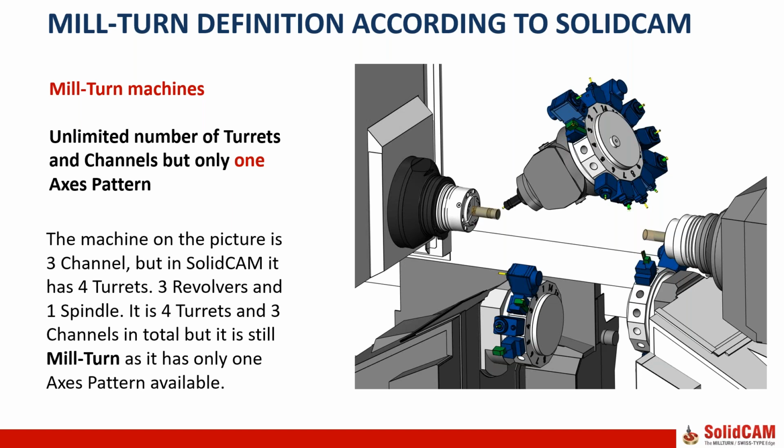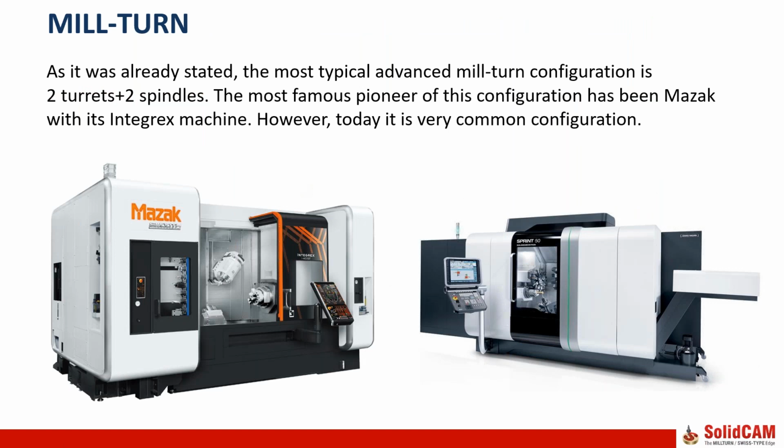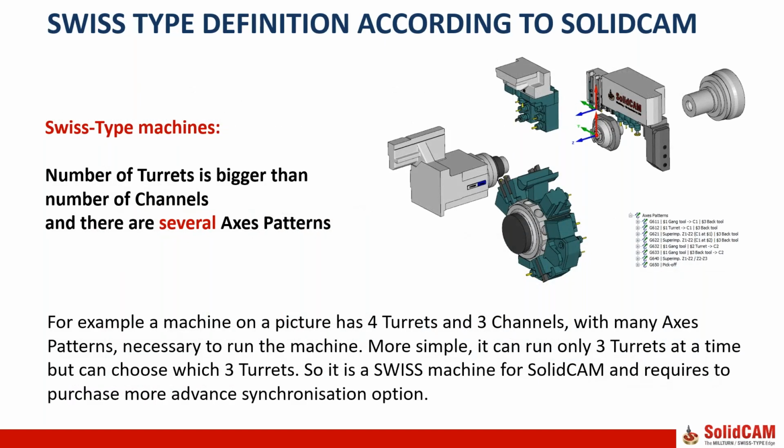Milton machines can have an unlimited number of turrets, 2, 3, 4, whatever. Typically, they have the same number of channels, not necessarily, but typically. But they can work only with one axis pattern. I will try to explain this axis pattern on a Swiss machine, okay? And these are typical Milton machines. Remember axis patterns, please. We are on a Swiss type definition according to SolidCAM.